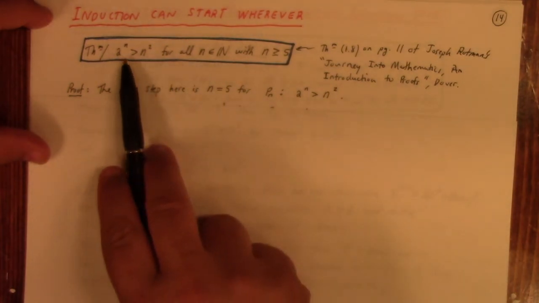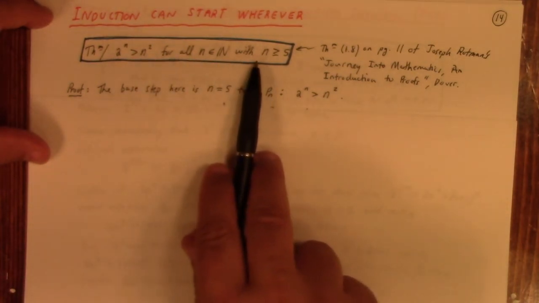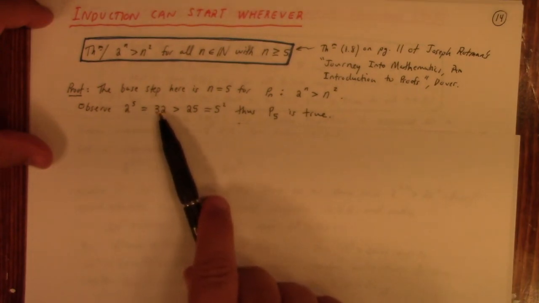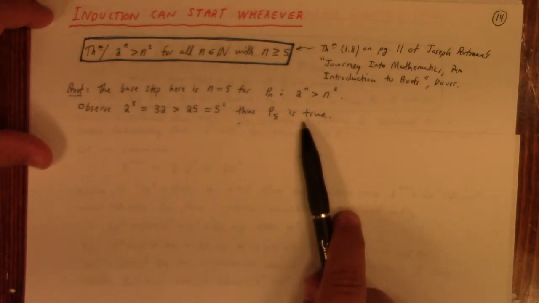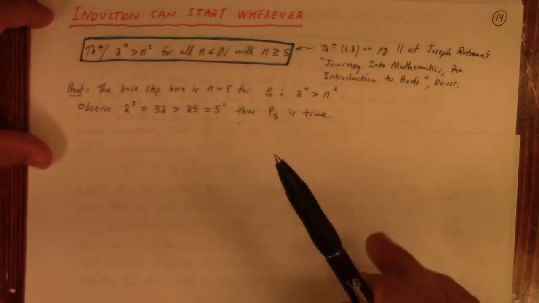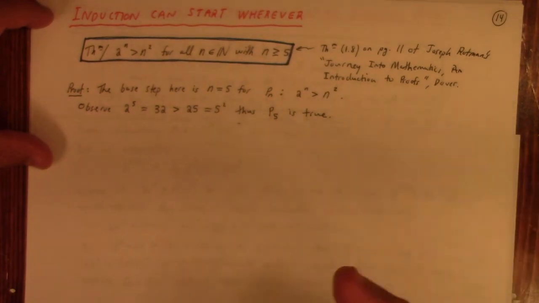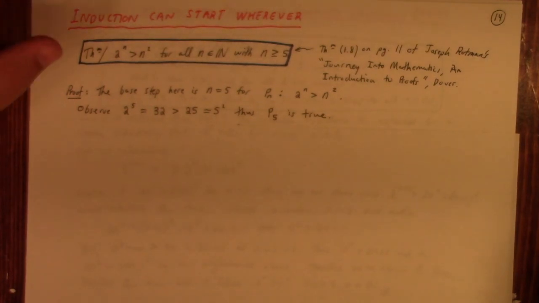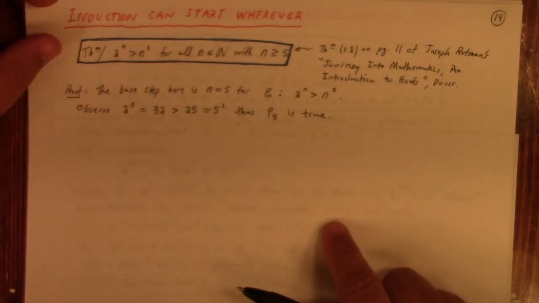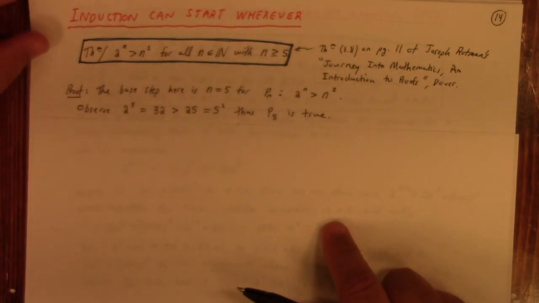This is interesting for us because this is an example of an induction proof which doesn't start at 1; it starts at 5, actually. So we can prove the base step of 5 by checking that 2 to the 5th is 32, and 32 is greater than 25, which is 5 squared, so P5 is true. All I'm saying is that we've been looking at inductions that start at 1. We could also start induction at some other number. In fact, you could start induction at a negative number. As long as you have that induction step, you can still prove it for all numbers beyond that starting point.